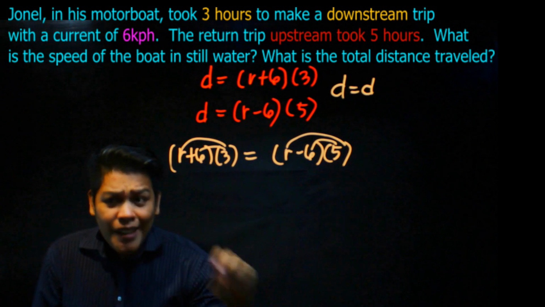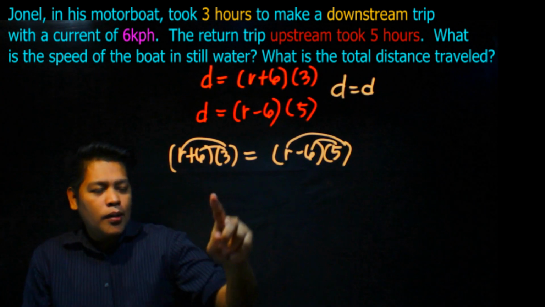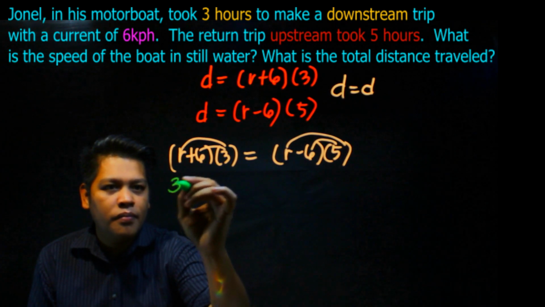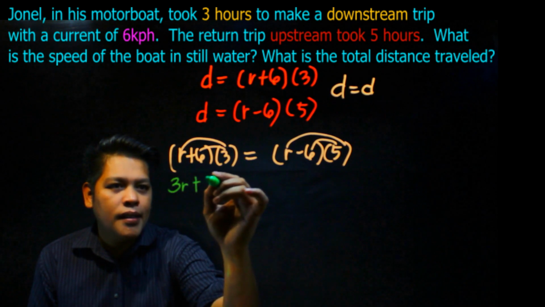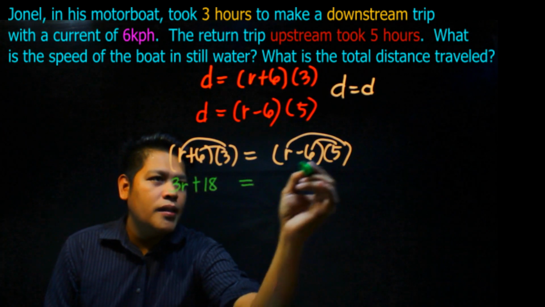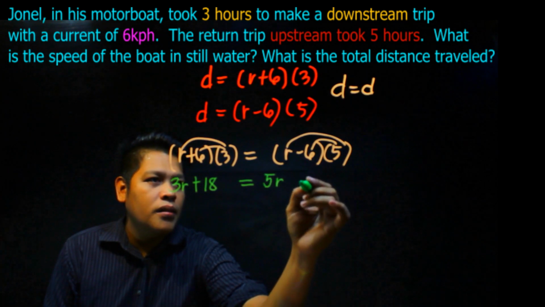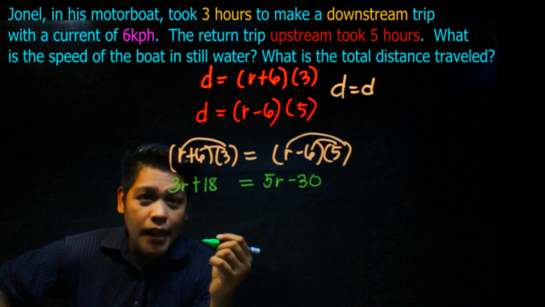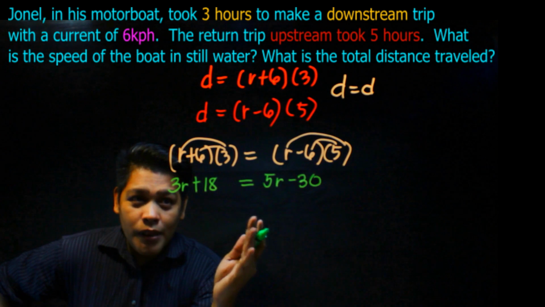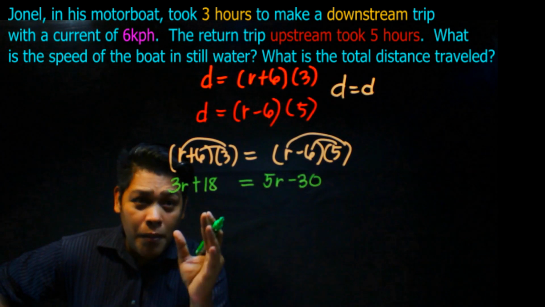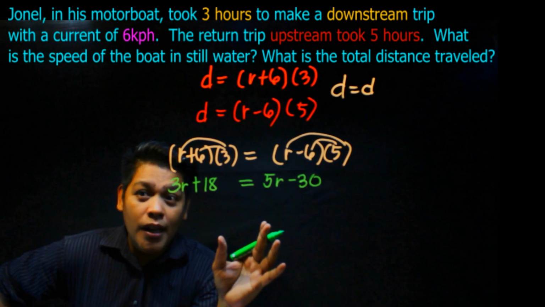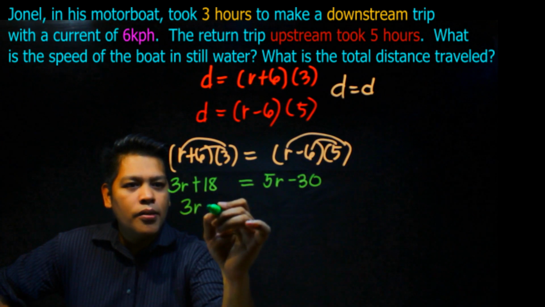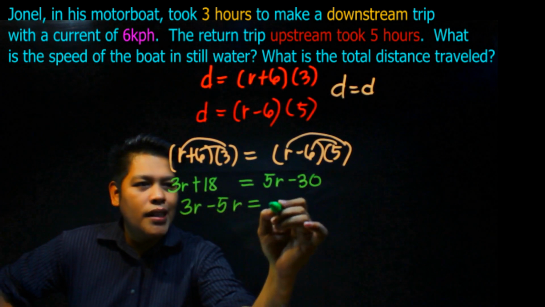So, okay, after natin ma-distribute, ang mangyayari dyan ay magiging 3R plus 18 equals 5R minus 30, kasi 5 times negative 6 is negative 30. So, ang gagawin natin, sa kaliwa yung mga letters o variables, tapos sa kanan naman yung mga constant or numbers. So, 3R minus 5R equals negative 30.